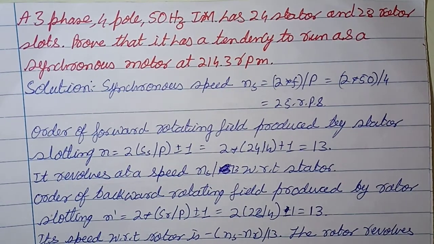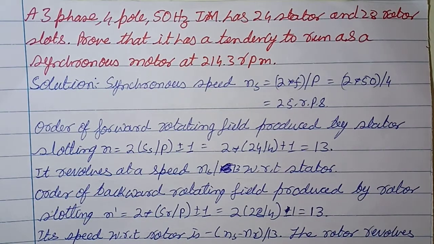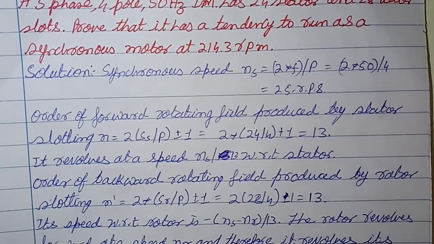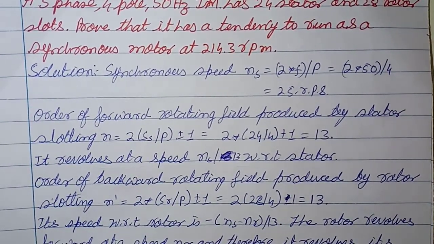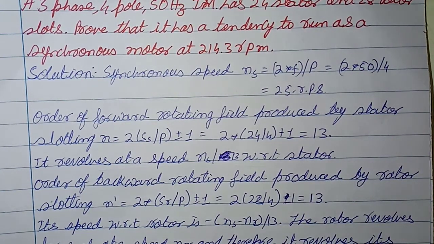A three-phase, four-pole, 50 Hz induction motor has 24 stator slots and 28 rotor slots. Prove that it has a tendency to run as a synchronous motor at 214.3 RPM. This numerical is somewhat similar to the theory. Since we have not covered much of the theory on this, I thought it would be a different type, covering it through the numerical. Solution: synchronous speed ns is equal to 2f by p, so 2 into 50 by 4, which is 25 rps.